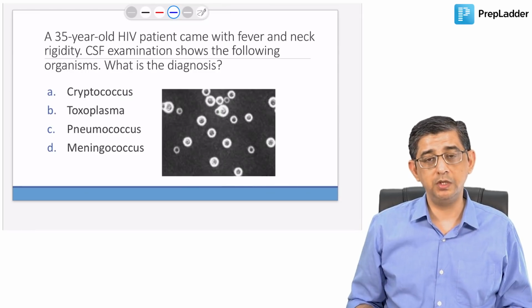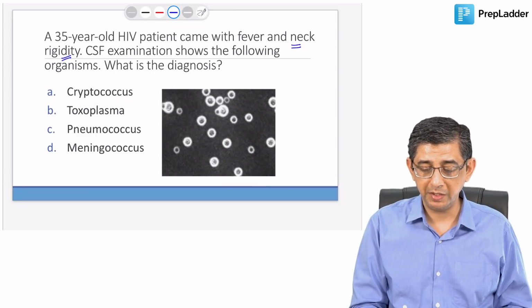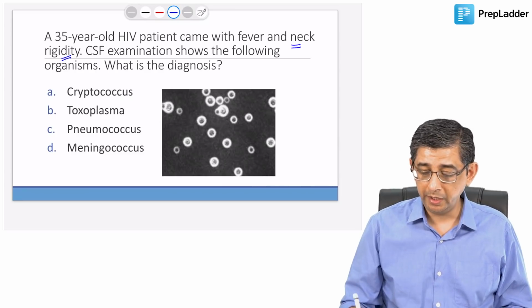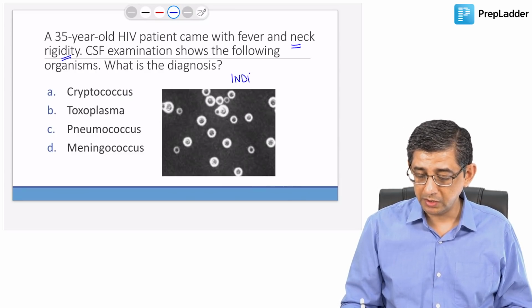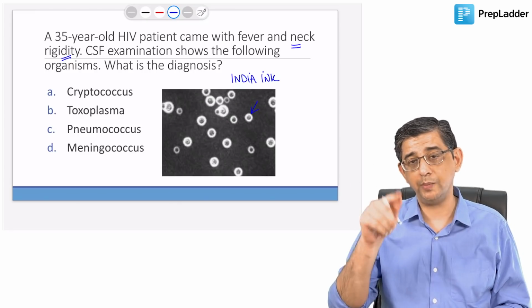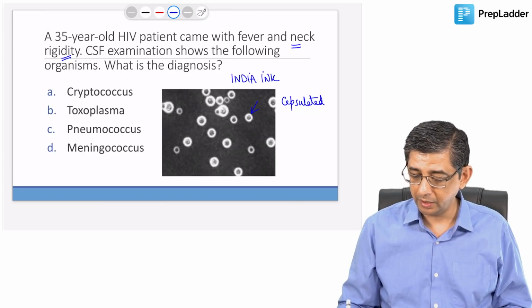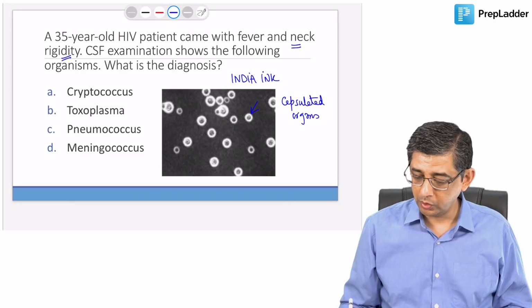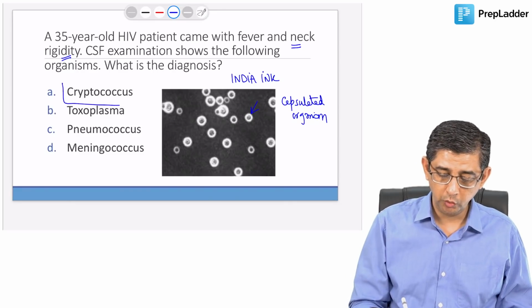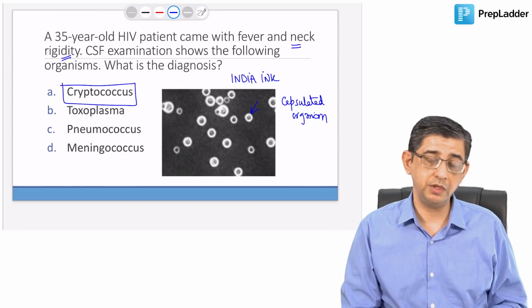AIDS positive patient with features of meningeal irritation, neck rigidity present tells you about fungal meningitis. You can see the India ink preparation here. You can see the capsule. You can see that there is a definitive shadow of the capsule. So we are talking about a capsulated organism on India ink, and that's going to be Cryptococcus neoformans, and you are going to give liposomal amphotericin B for this condition. The answer to this question is option number A.